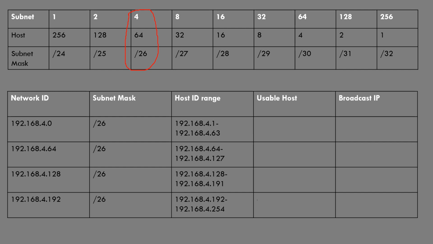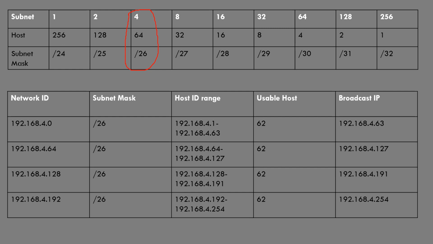Now for the broadcast IP, the last address of each range is the broadcast IP. So it will be 192.168.4.63, .127, .191 and .255. The usable hosts for this IP range would exclude the network ID and the broadcast IP. So it will be 62 hosts for each subnet.